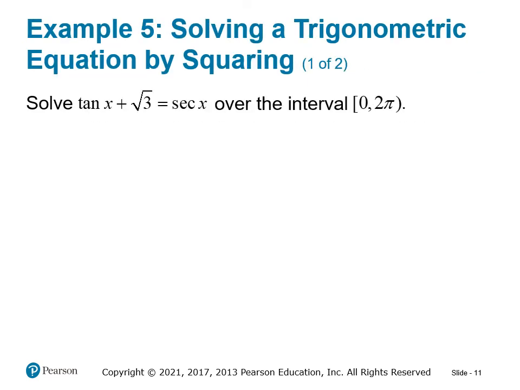Okay, let's try another one. This is an interesting problem: the tangent of x plus the square root of 3 equals secant x. Okay, so it's not a quadratic. It looks linear of sorts, but there's a radical in there, so not quite linear. And we have tangent and secant.